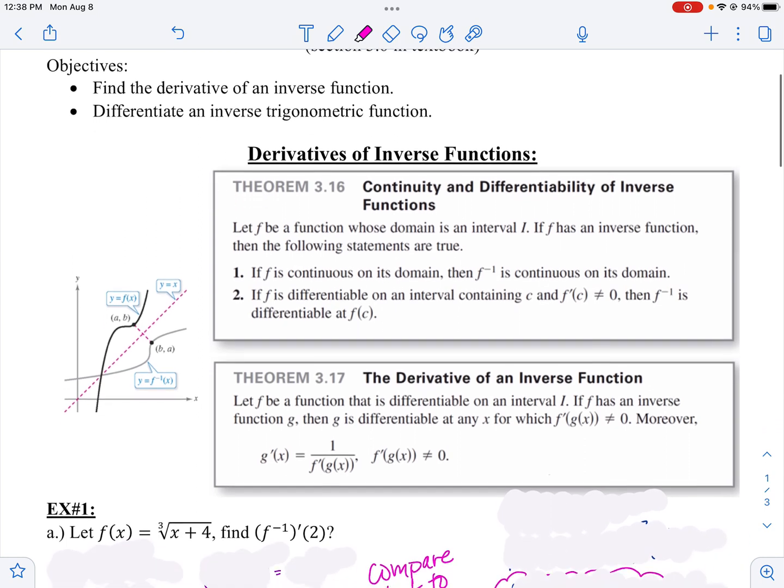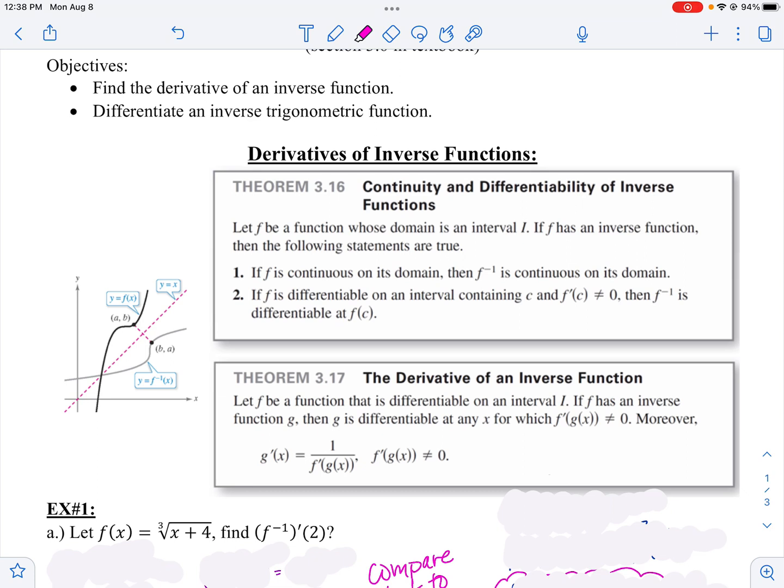Now, if you recall, an inverse function is where we switch the x's and the y's. Inverse functions are also symmetric along the line y equals x. You can also think of inverse functions as kind of undoing each other, like multiplication and division, addition and subtraction, squaring a square root. Those are all examples of inverse functions.